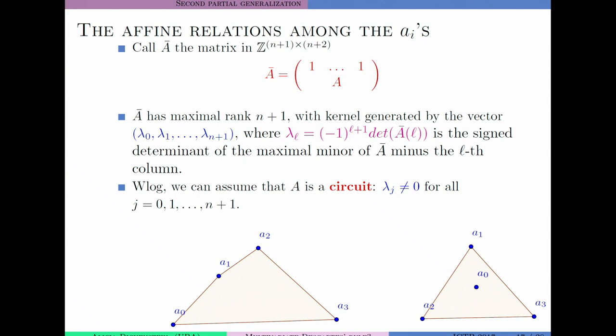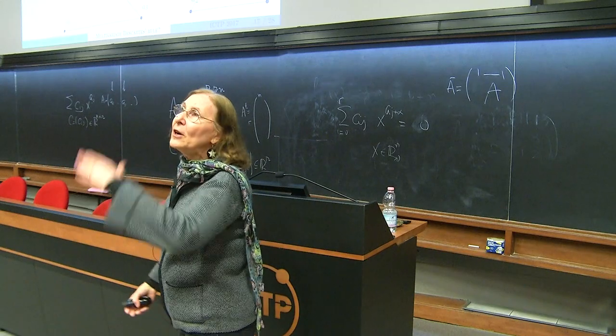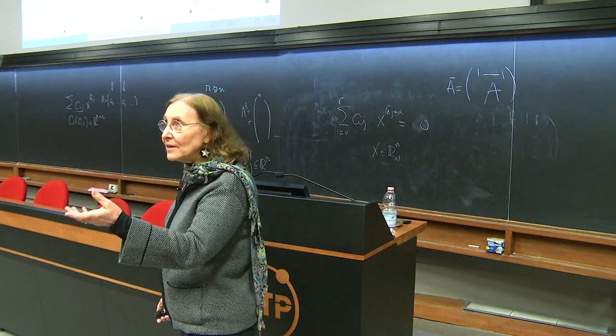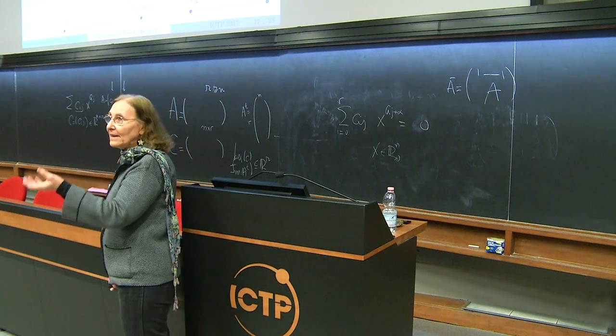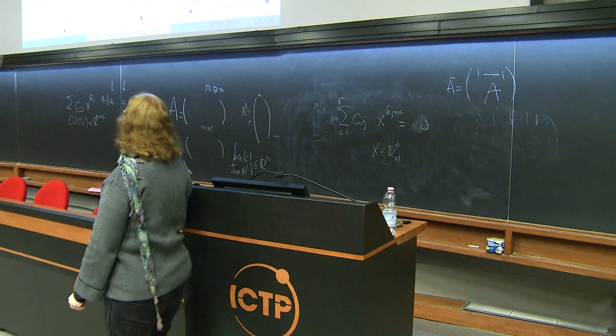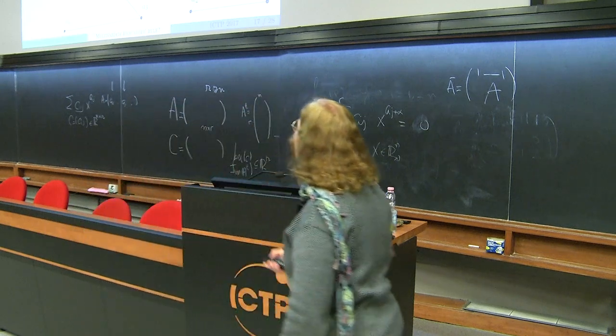Okay. So we are going to assume that this is a circuit. Circuit means that all lambda j's are non-zero, because otherwise three of the points will lie on a line. We want that any three of the points are affinely independent. And so this is just all lambda j's are non-zero.